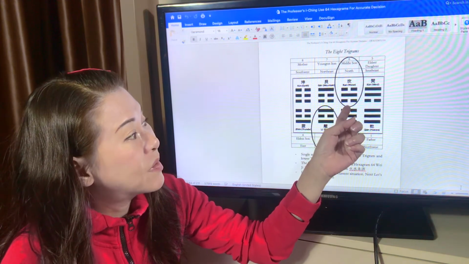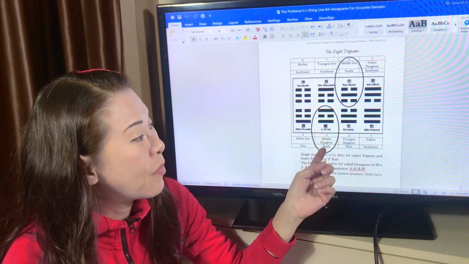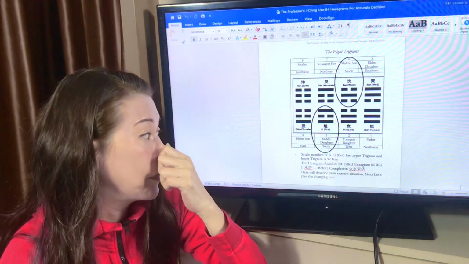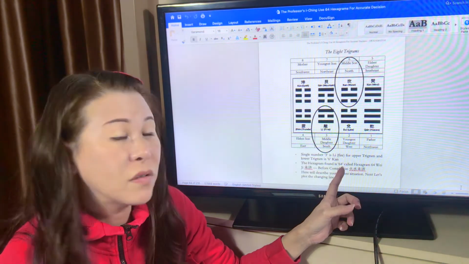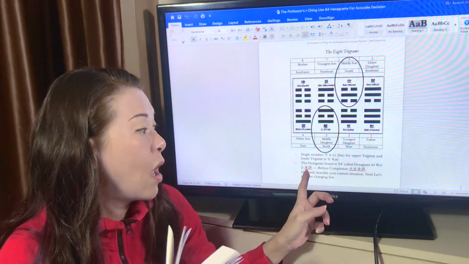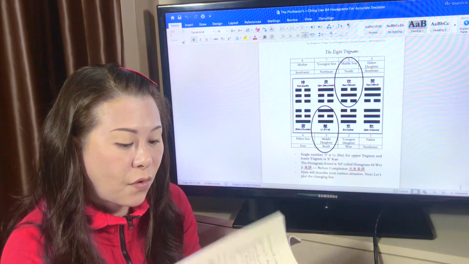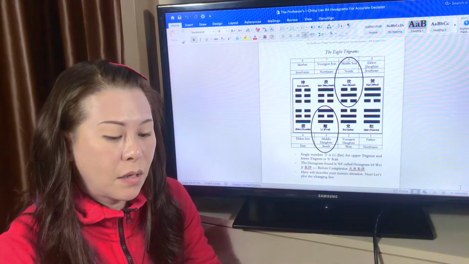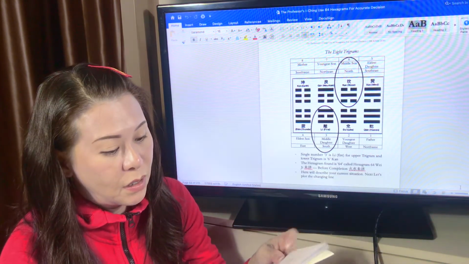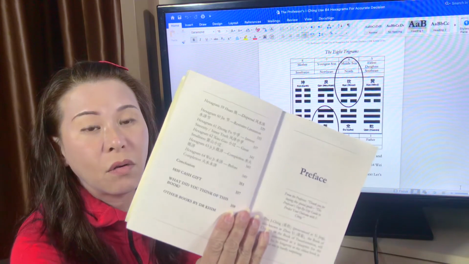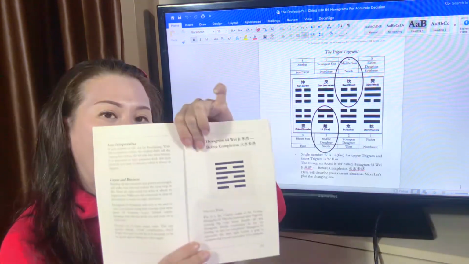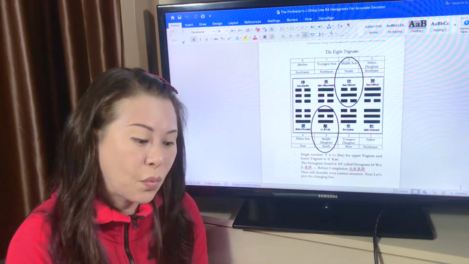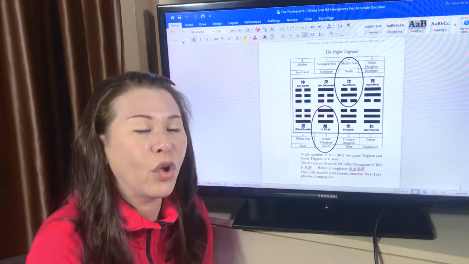This is 6, and this is 3. This will be the upper trigram, this will be the lower trigram. The hexagram found is 64. So how do you look for hexagram 64? You can flip to the content page, then look for hexagram 64 over here, and look for the interpretation. This will describe your current situation, which means what is at the moment, what you are going through.